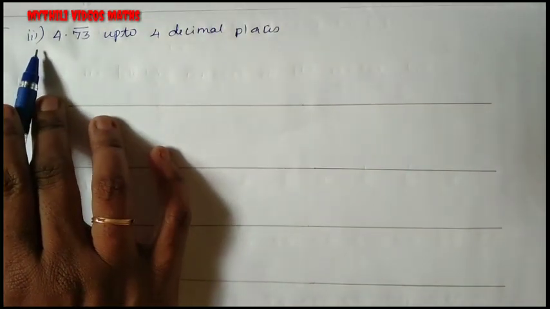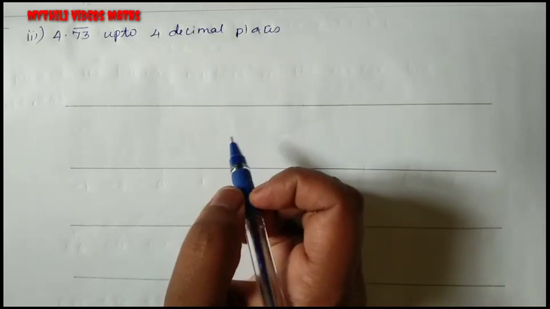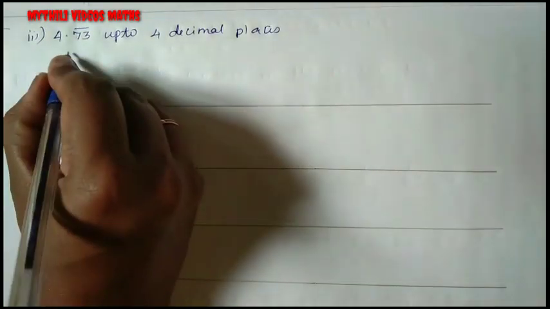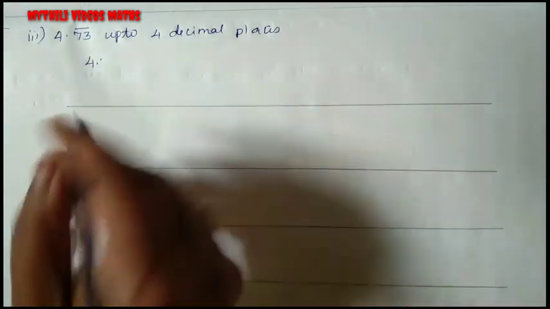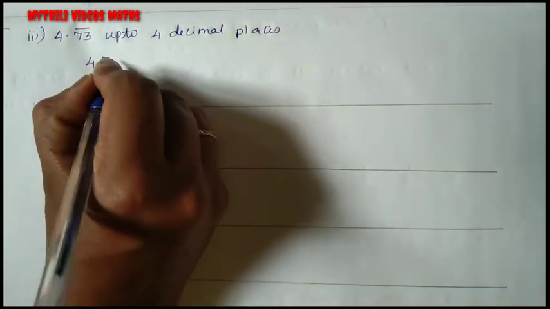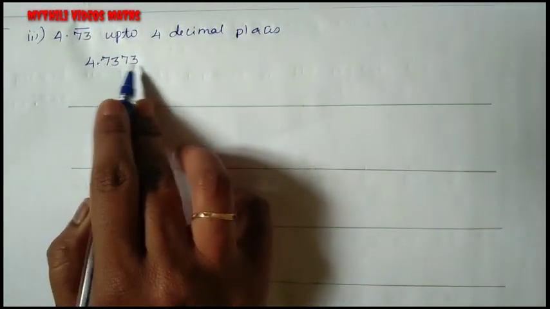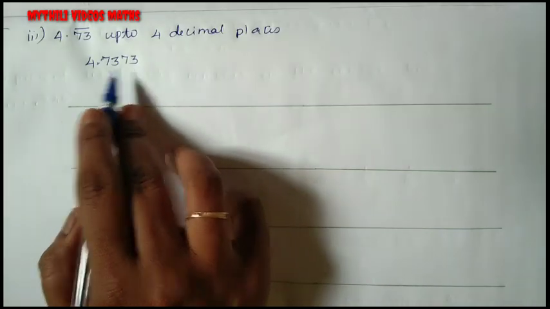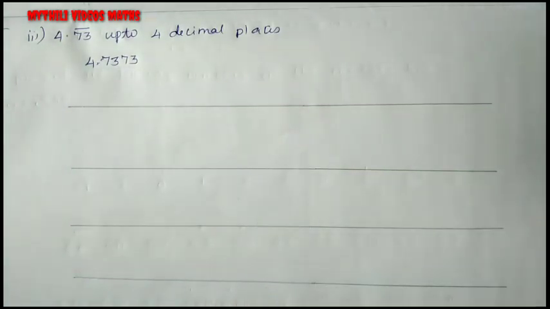Now we'll see the third subdivision, that is 4.73 bar up to 4 decimal places. So how to write this one? 4.73 bar means 73, 73, 73. So for that I am taking 4.7373. After the point we have to take 4 decimals. For that I am taking like this. So 1, 2, 3, 4, 5. So 5 numbers are there. For that I am taking 5 lines.